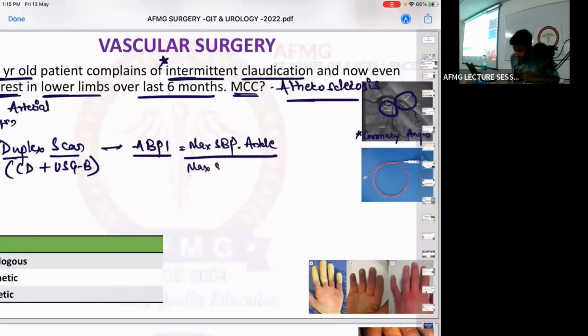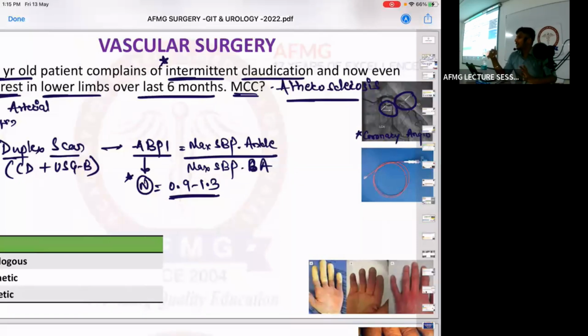Whereas maximum systolic blood pressure at the brachial artery. That is what is known as ABPI, ankle brachial pressure index. Normally ABPI कितना होता है? Normal ABPI is 0.9 to 1.3.